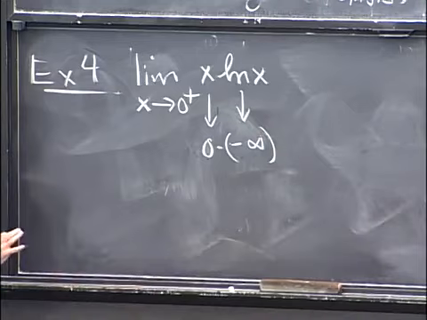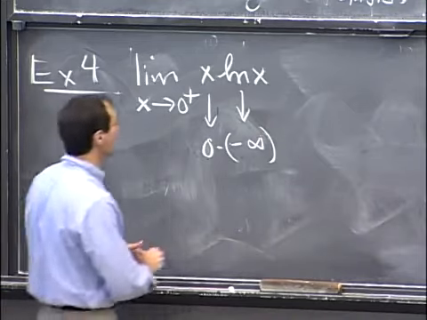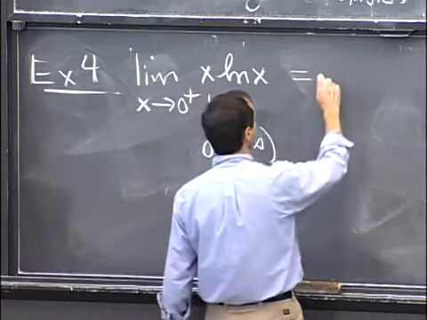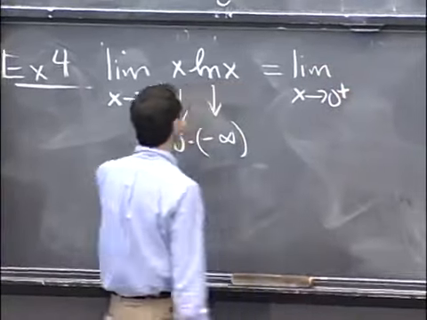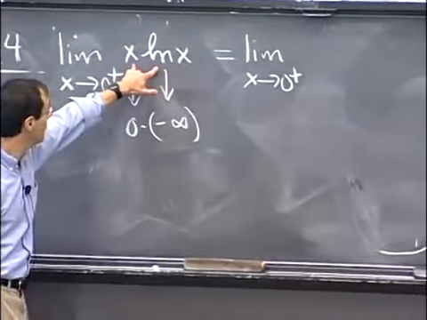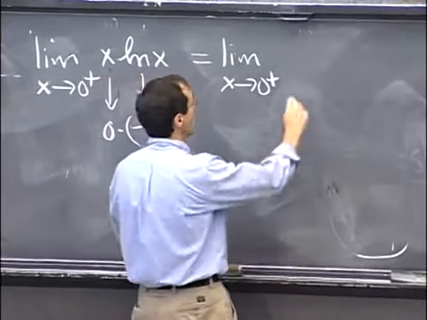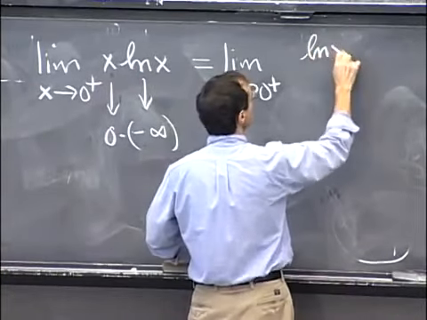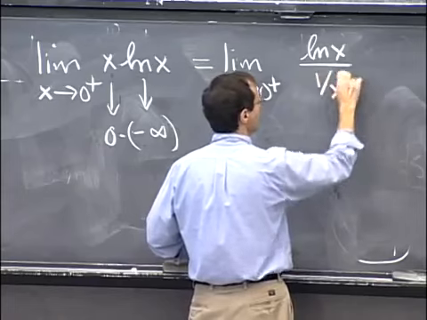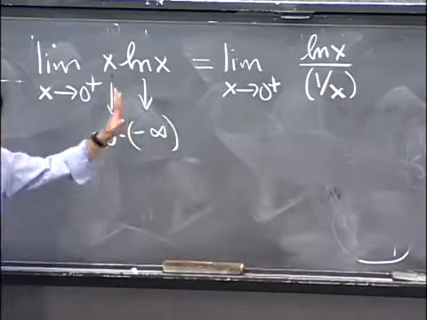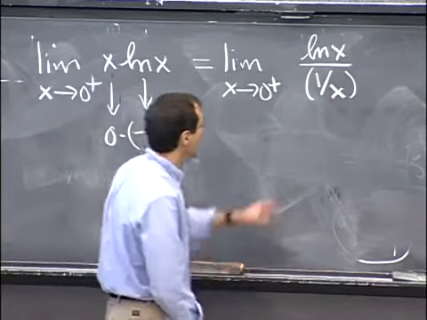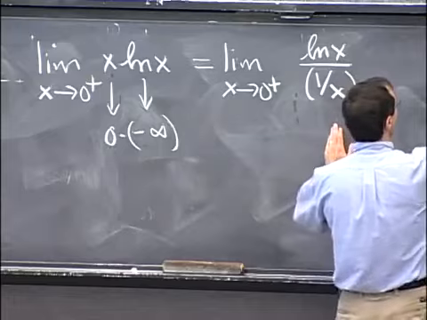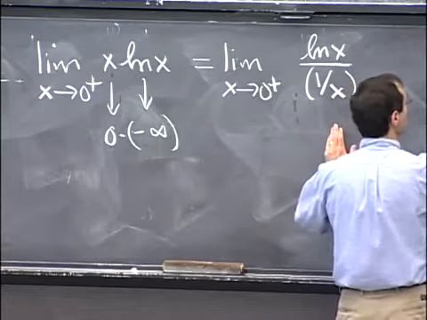We just don't know. So the first step is to write this as a ratio of things rather than a product of things. And it turns out that the way to do that is to use the logarithm in the numerator and the 1 over x in the denominator. So this is a choice that I'm making here. Now I've just converted it to a limit of the type minus infinity divided by infinity.